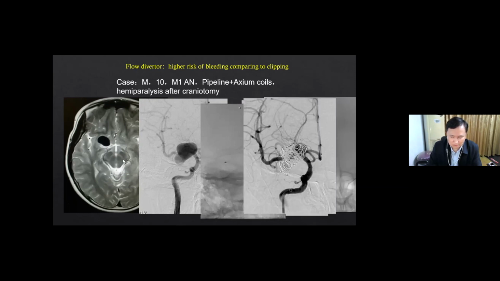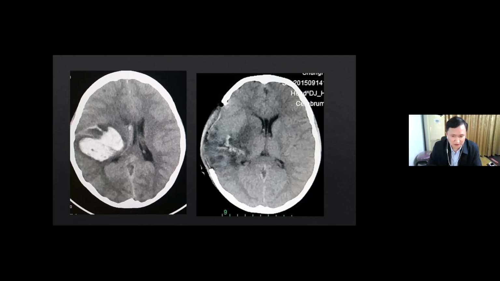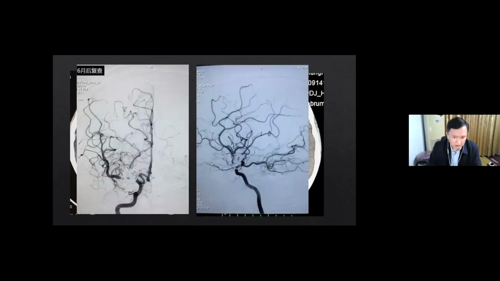Everything looks good, but in the afternoon he had a hemorrhage, and they did a decompressive craniotomy. And this is the final result. Although the final result is quite good, and you can see the vessel wall was reconstructed along the flow diverter, the patient already had some complications.